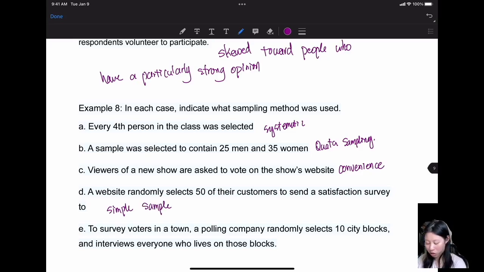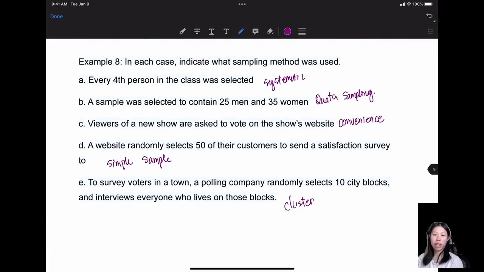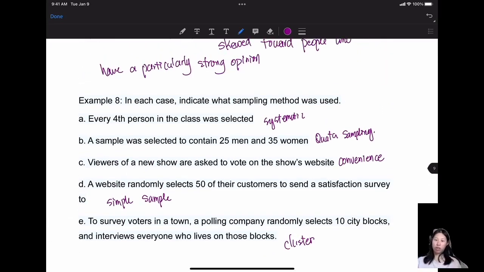Okay. To survey voters in the town, a polling company randomly selects 10 city blocks and interviews everyone who lives in those blocks. So they interview everyone who lives in those blocks. So this is not stratified. This should be cluster sampling. Okay, that's it for today. If you have any other questions, let me know.